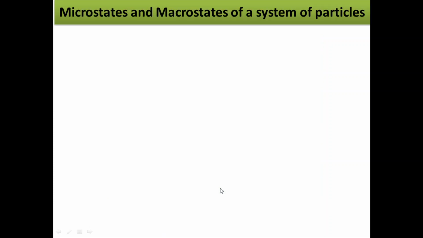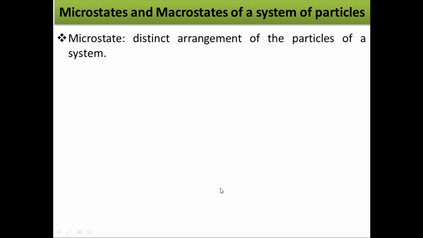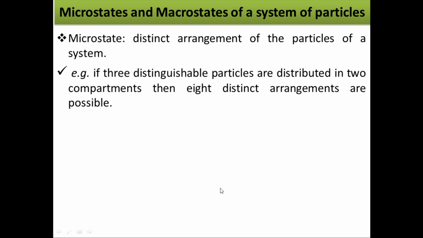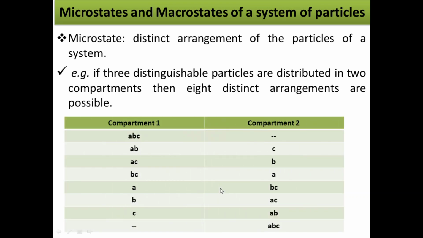Now next, what are microstates and macrostates of a system of particles? First one is the microstate. It is a distinct arrangement of particles of a system. As an example, if 3 distinguishable particles are distributed in 2 compartments, then 8 distinct arrangements are possible. We also discussed this in the previous slide, how we can arrange 3 particles in 2 compartments. So the total number of arrangements is 8.